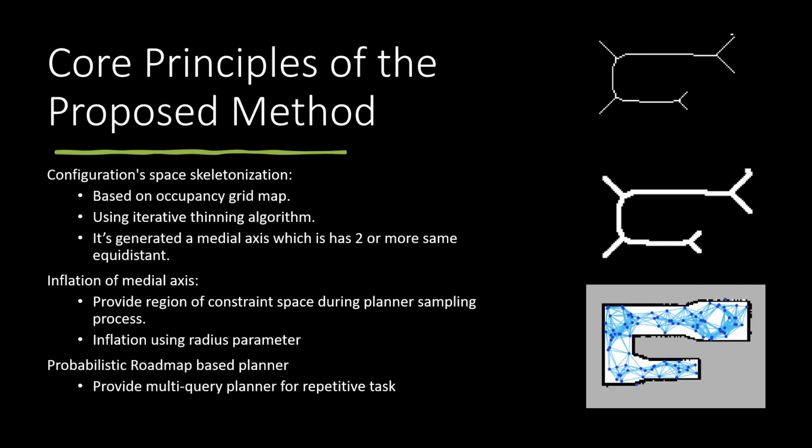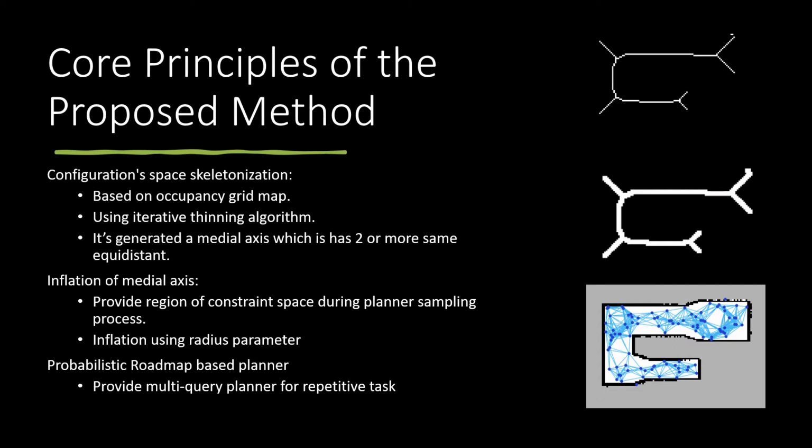Now, let's take a look at our proposed approach. The core principle of the proposed method can be divided into three parts. First is configuration space skeletonization. Second, inflation of the medial axis. And the third one is a probabilistic roadmap-based planner.